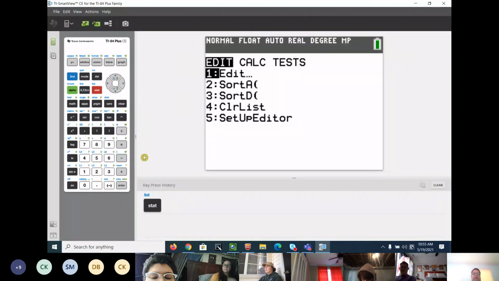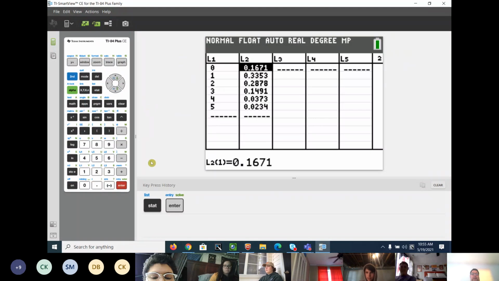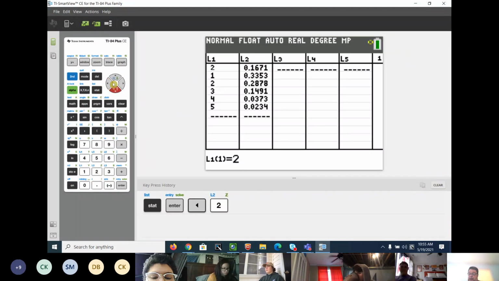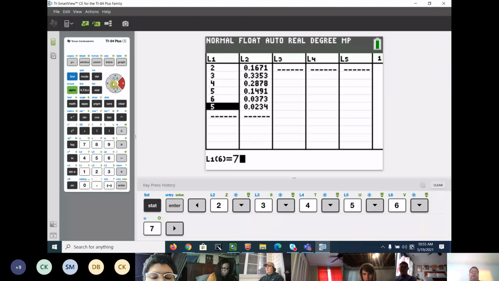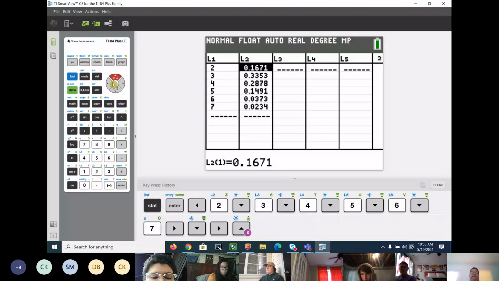All right, so edit. Type in your numbers. I'm going to do that right now. 2, 3, 4, 5, 6, 7. And then jump over to the second column. 3, 2, 8, 4, 2, and 5.